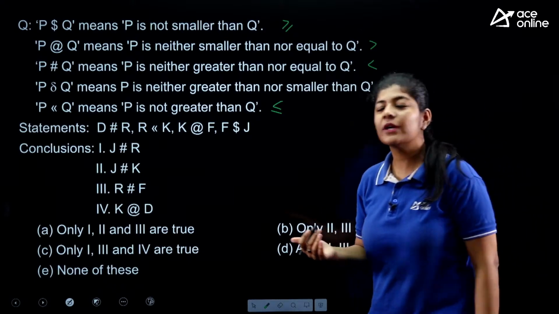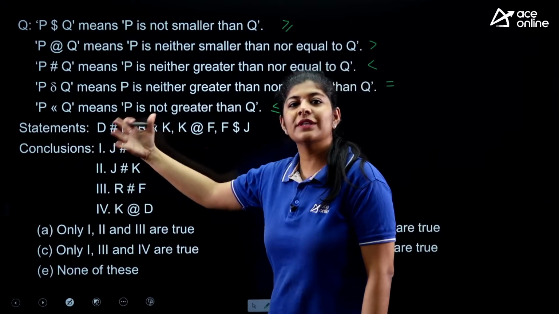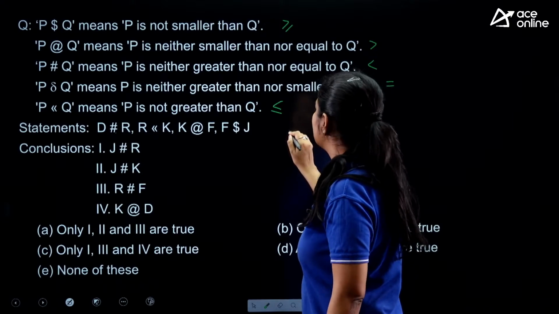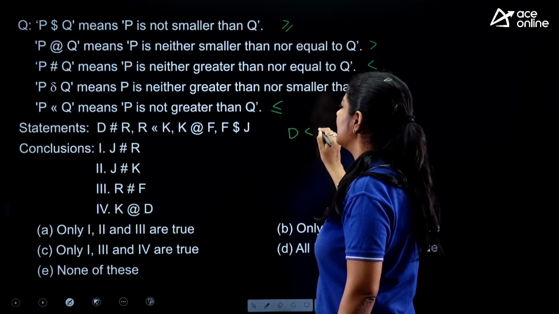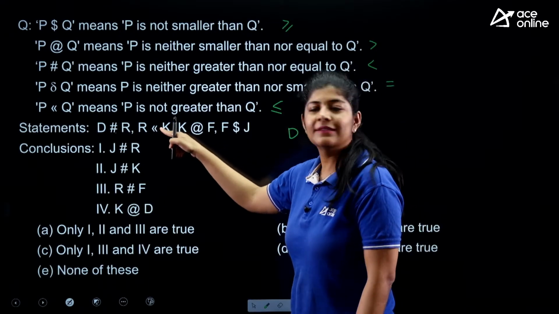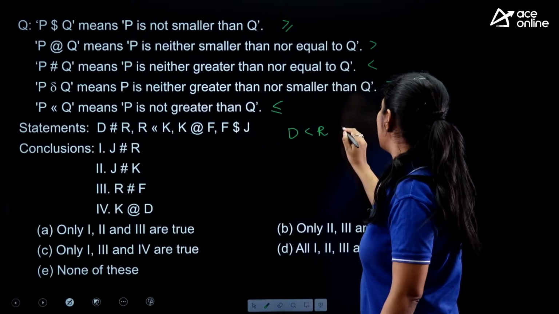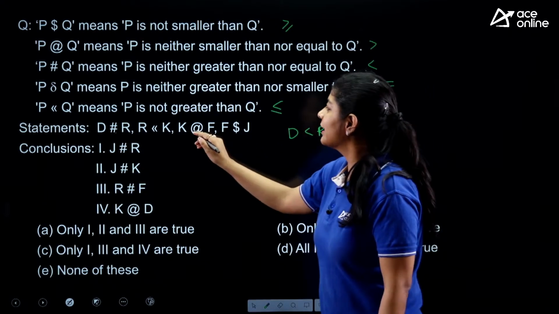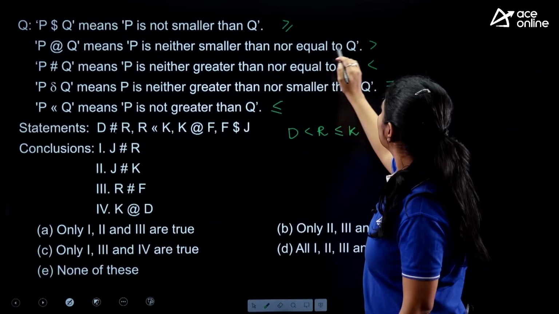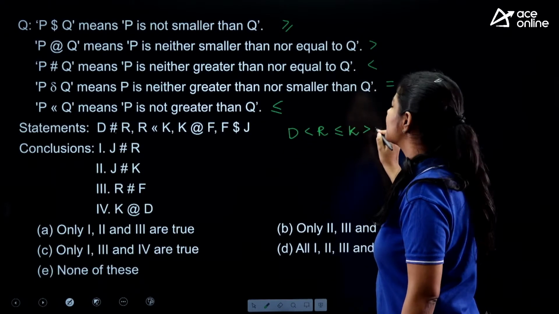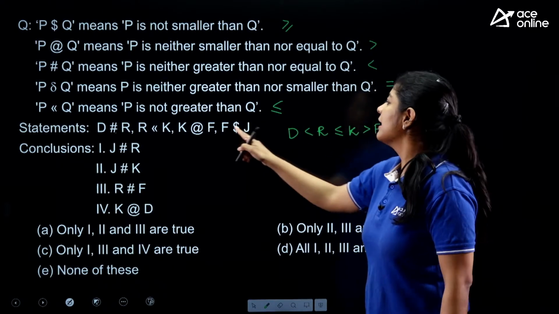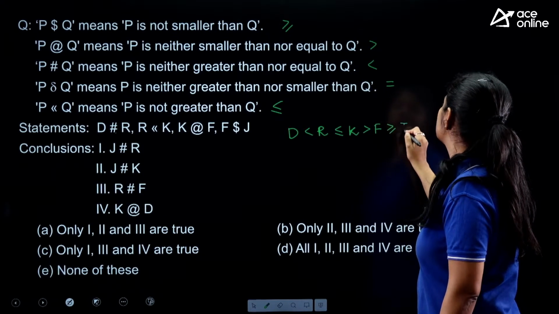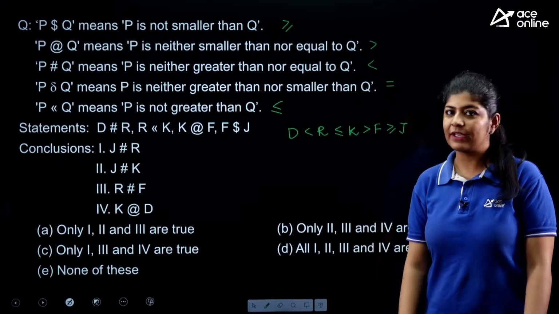So again, what we are going to do, we are just going to decode the statement first. Here what we are having, hash. Hash means D is less than R, right? R, this symbol K, that means R is less than and equal to K. K at the rate F, that means K is greater than F. F $ J, that means F is greater than and equal to J. This is what we are having in our statement.